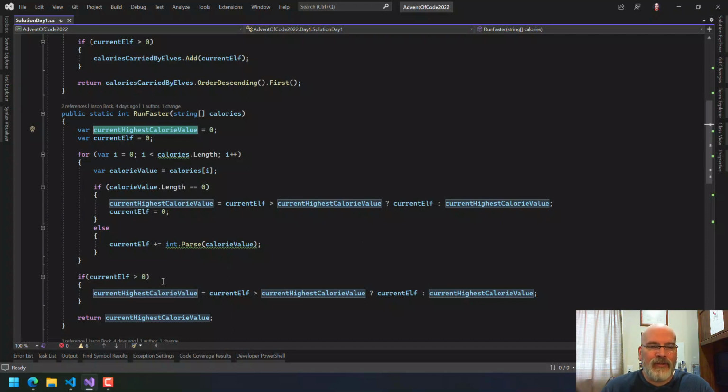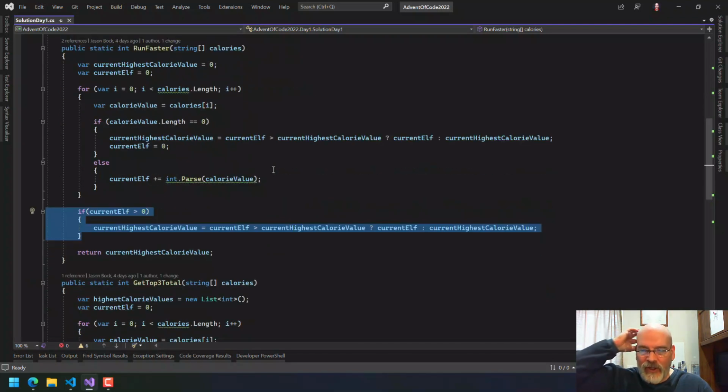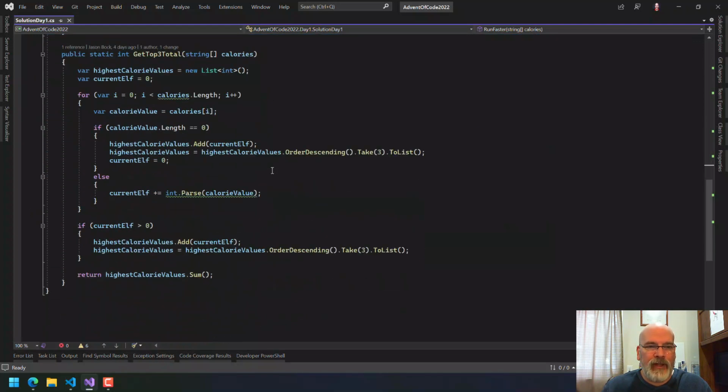And I also had to remember that when I get to the end, I may have parsed some of the last elf's calories, and so I need to do that check there as well. But this one was a little faster. And then for some reason, I didn't understand right away that each day has 2 problems or 2 parts. So the second part was you wanted to find the top 3 elves and sum their calorie values. So that's what I did here.